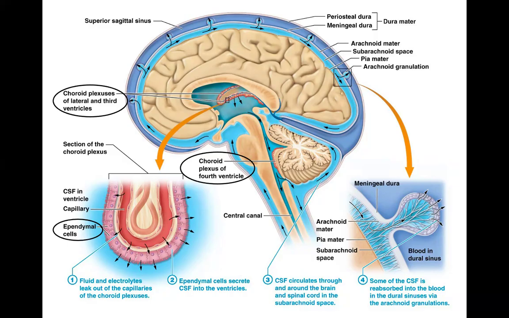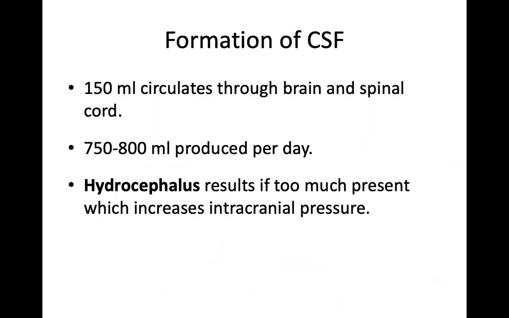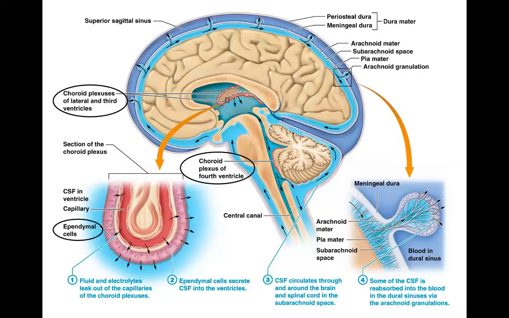CSF will circulate through and around the brain, spinal cord, into the subarachnoid space. And at the end, CSF is reabsorbed into blood in the dural sinuses via arachnoid granulations. So once again, it is formed in the choroid plexus of the ventricle, then moving around the brain and spinal cord, and then it is absorbed by the arachnoid granulations in the sinuses.